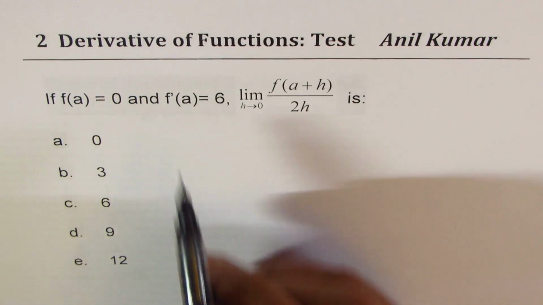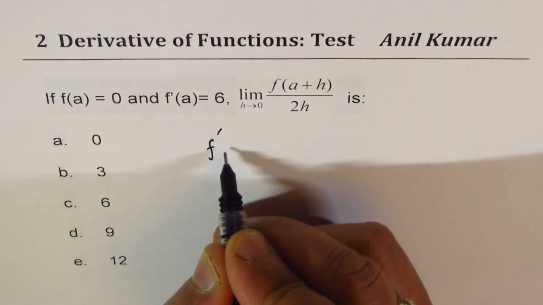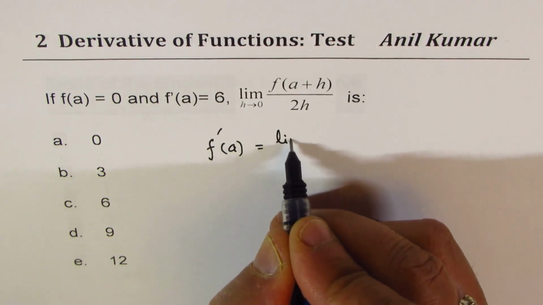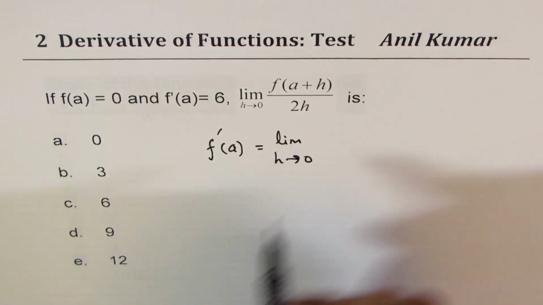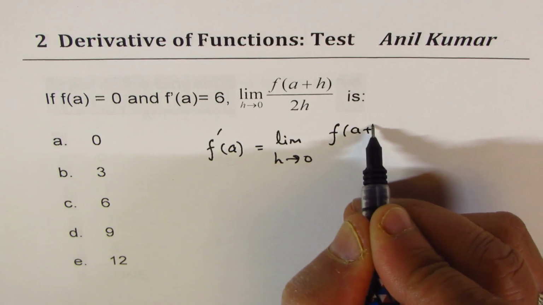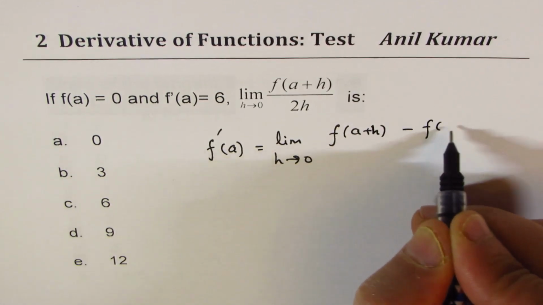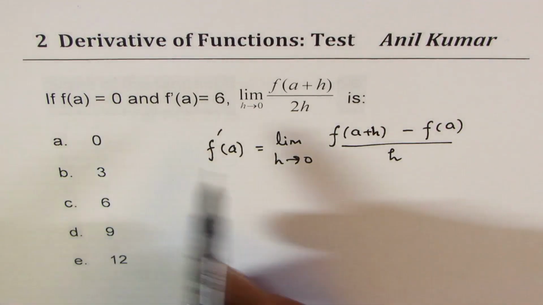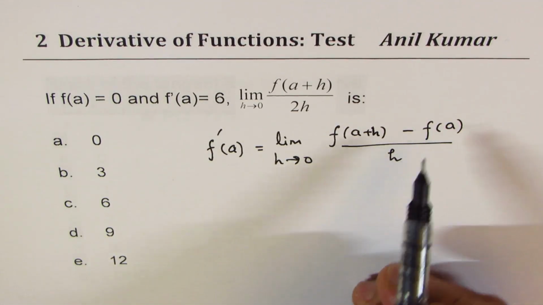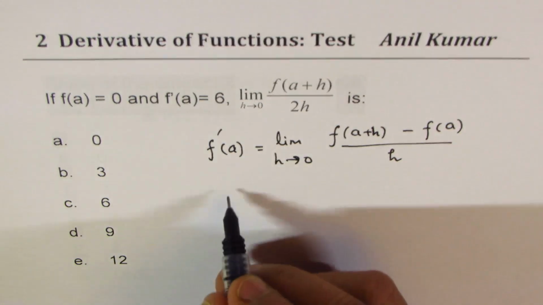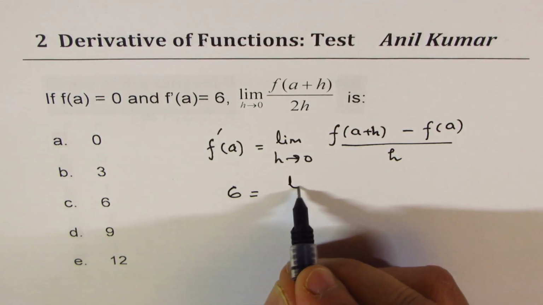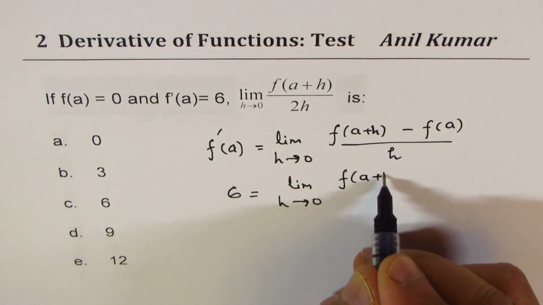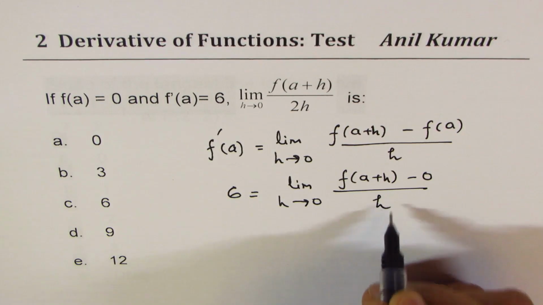So what is the derivative at a? Let's define that first. When we say f prime a, which is the derivative at a, it is basically the limit as h approaches 0 of f of a plus h minus f of a over h, correct? We are given f of a is 0, so I can substitute that here. We are given the derivative to be 6, so let's substitute. So we get 6 equals the limit as h approaches 0 of f of a plus h minus 0 over h.